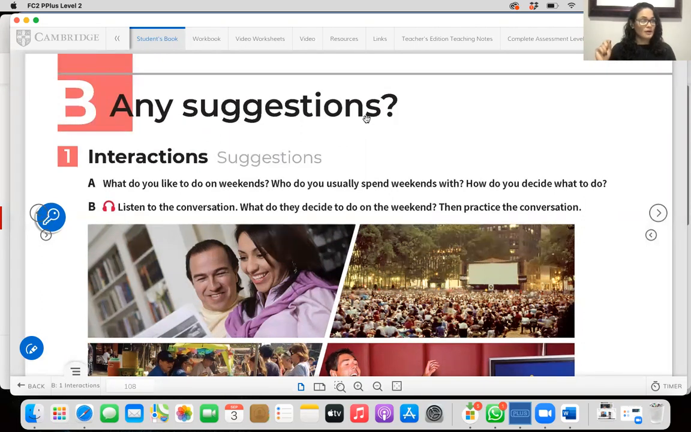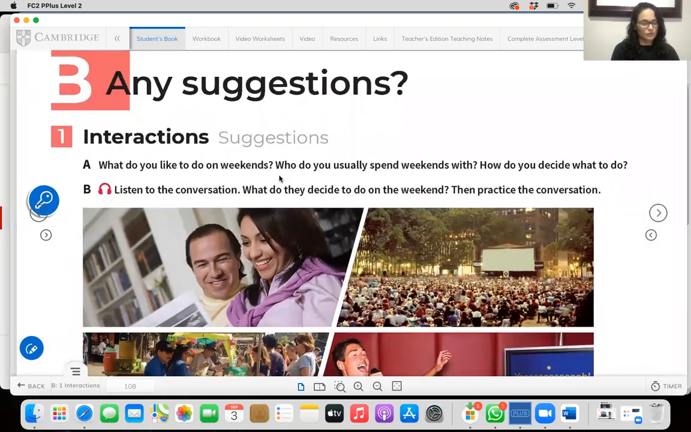We also saw songs, music. So maybe later we're going to have some recommendations about that too. And so these are phrases that people use to give suggestions. All right, so here we have interaction suggestions. It says, what do you like to do on weekends?